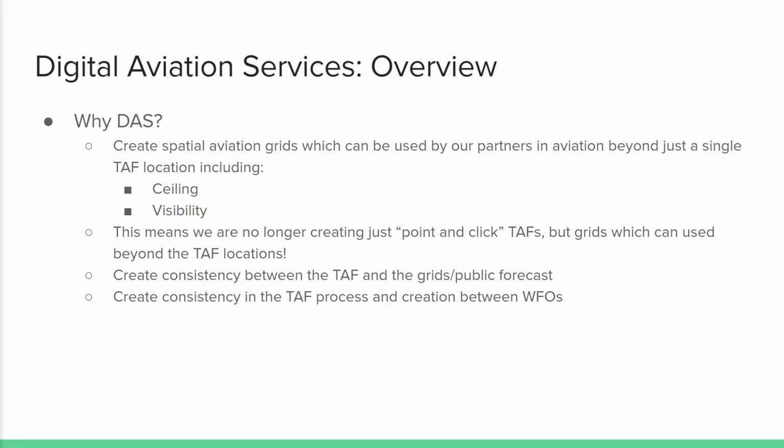First, through the creation of spatial aviation grids, which allow for the expansion of our aviation services beyond just single point-based TAF sites. Doing this has created two new public grids that we forecast and publish, ceiling and visibility. In essence, we are no longer creating point-and-click TAFs, but grids that can be used anywhere beyond just the TAF sites themselves for our aviation partners.